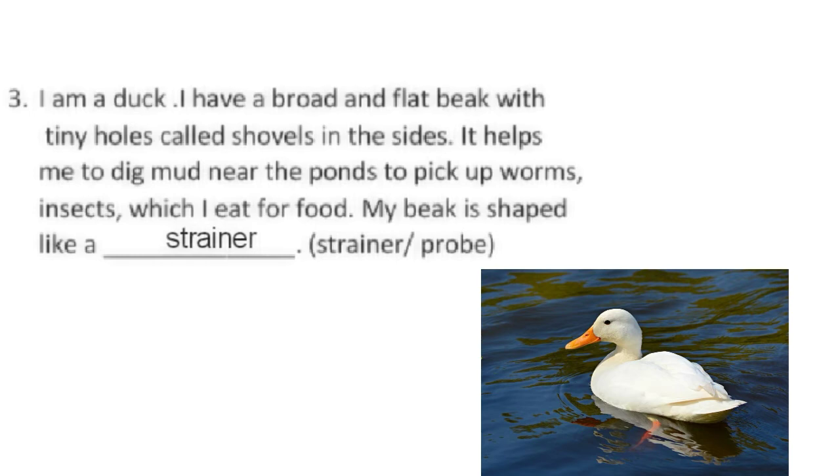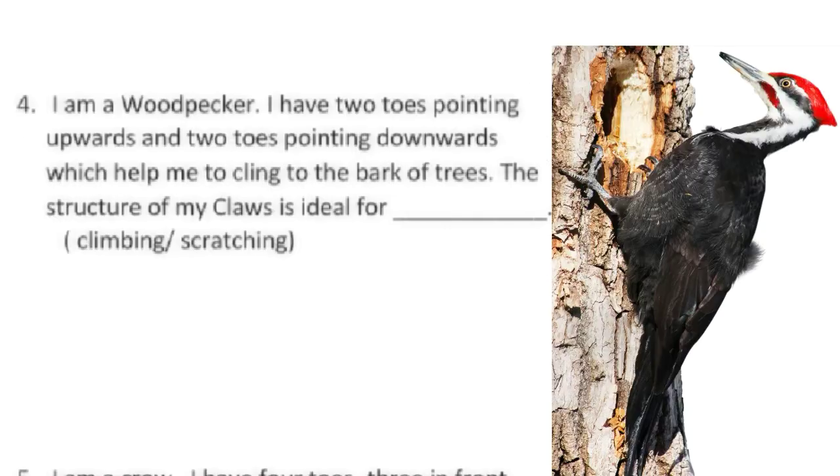Now we'll see our question number 4. I am a woodpecker. I have 2 toes pointing upwards and 2 toes pointing downwards, which help me to cling to the bark of trees. The structure of my claws is ideal for, the options are climbing or scratching. So our answer is climbing.